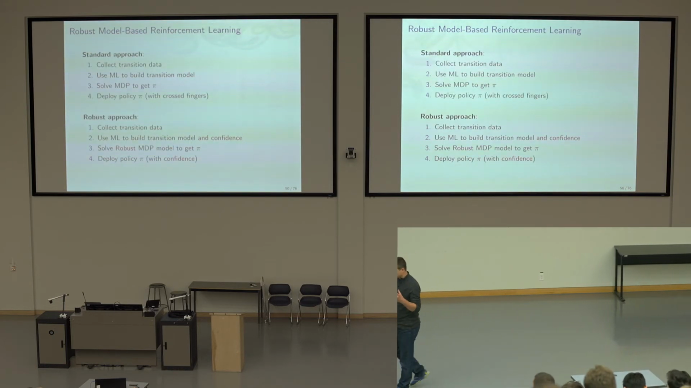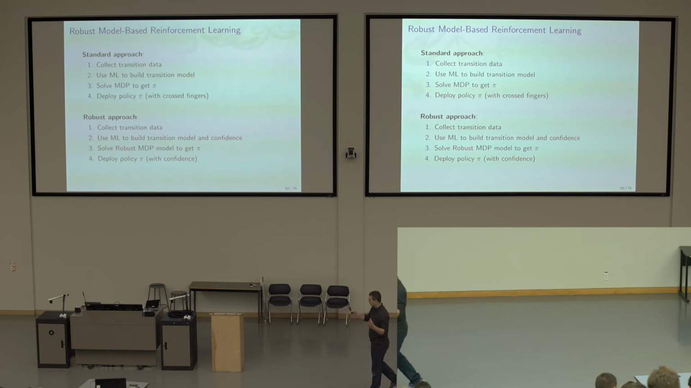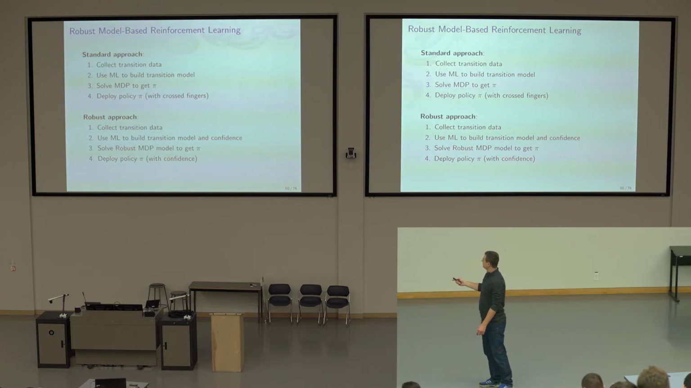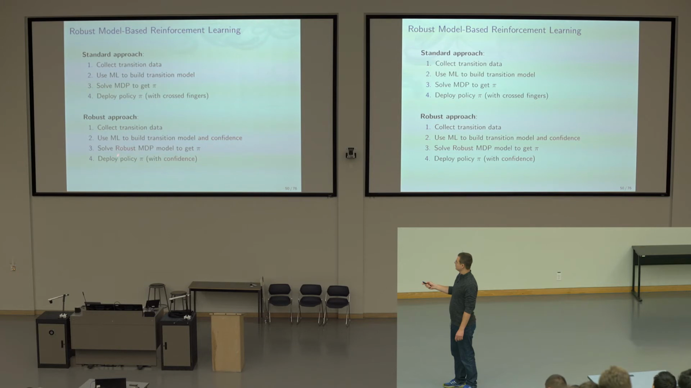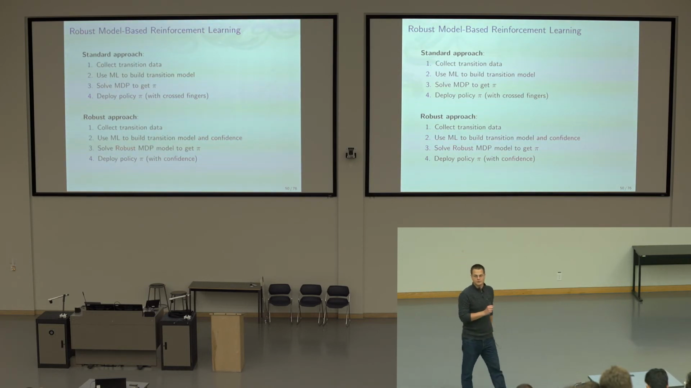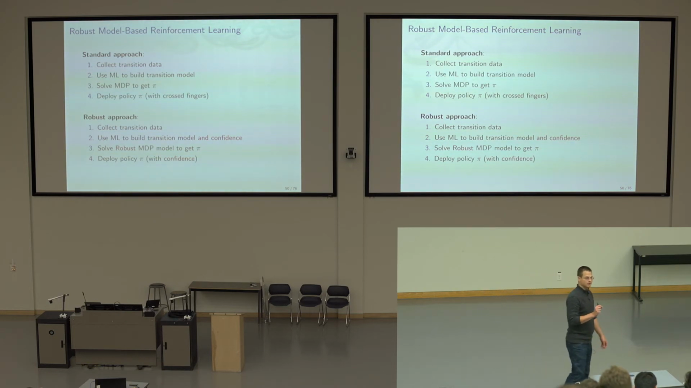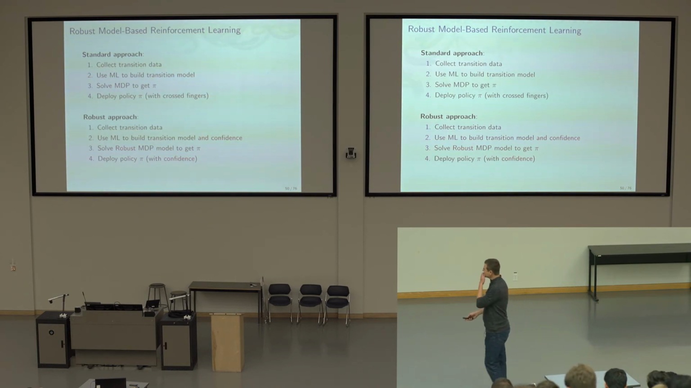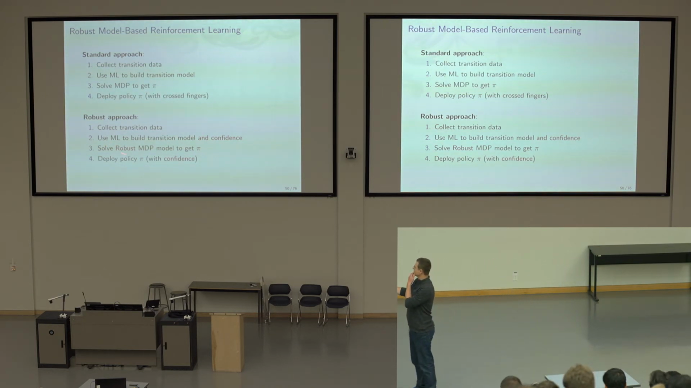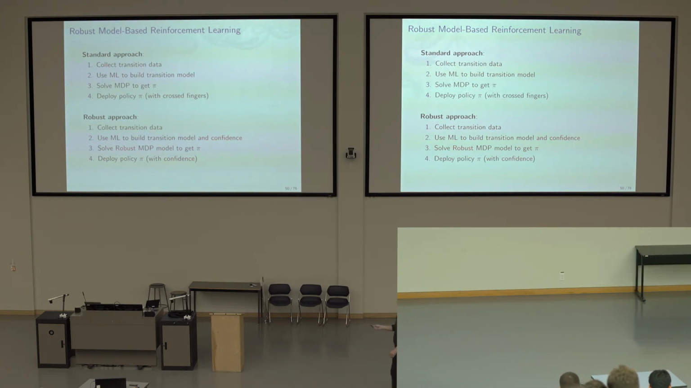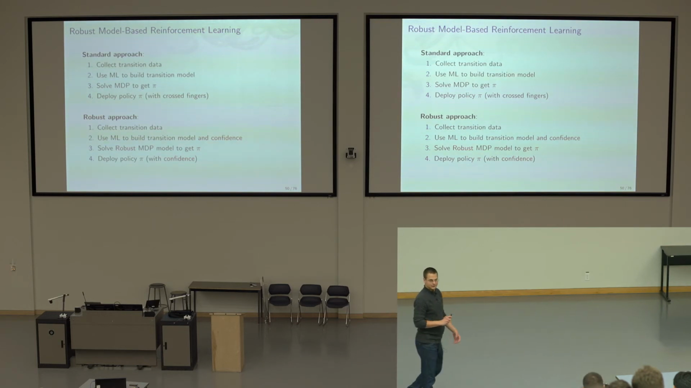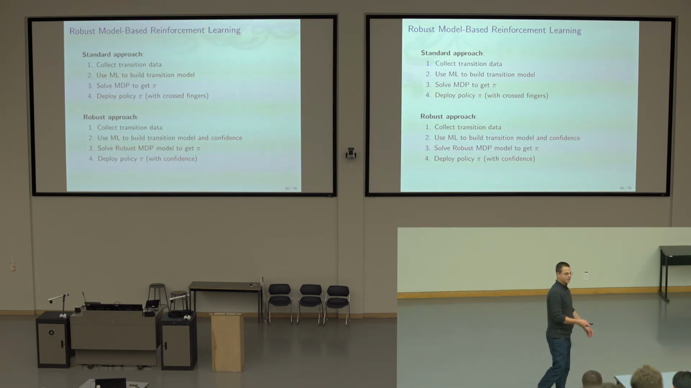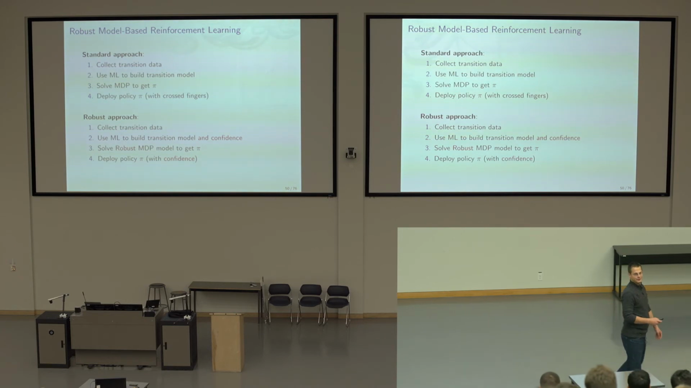So what is the general big picture approach? Instead of just building a transition model, we're going to build a transition model and some measure of confidence. Some measure that's going to tell us how good our model works for different states. Then instead of solving an MDP, we're going to solve a robust MDP, which accounts for the confidence. And then we can deploy this policy and sleep well, because if we do all our math correctly, we can be confident that our solution is good.